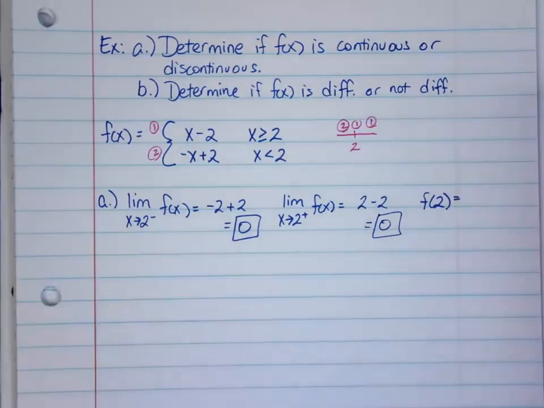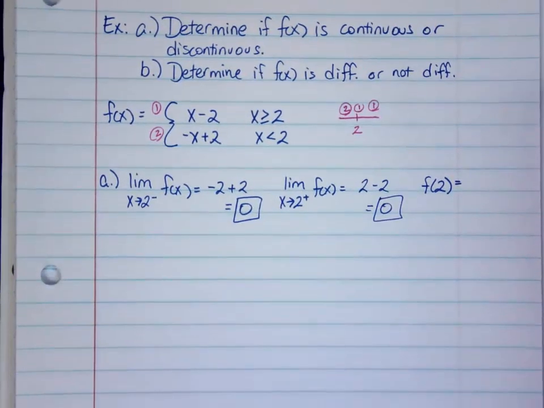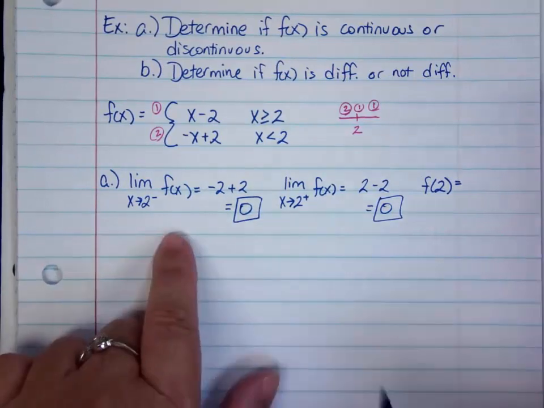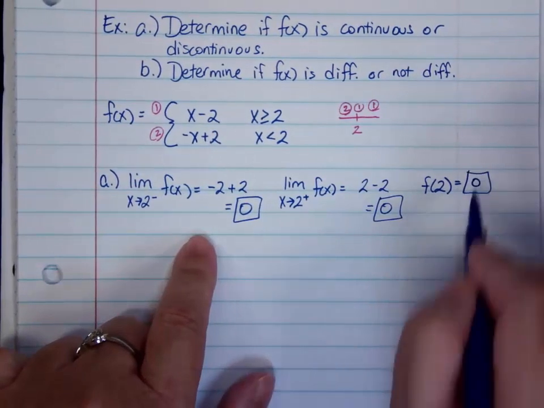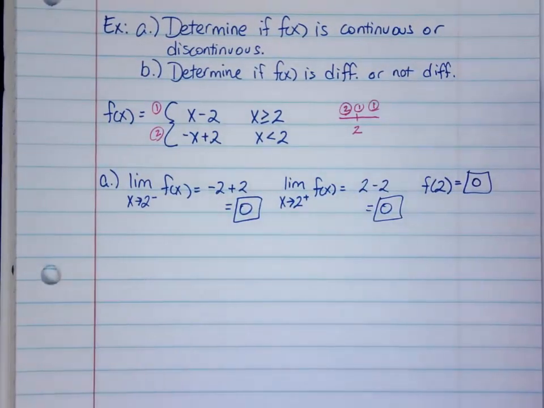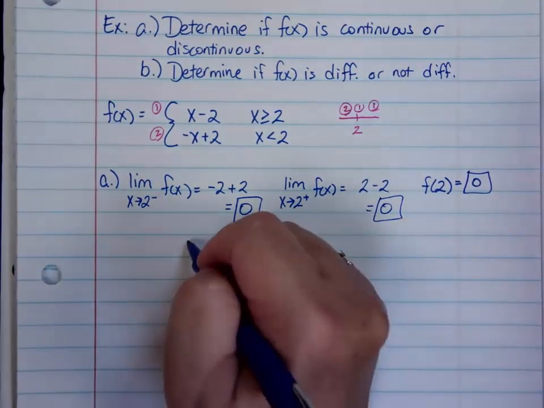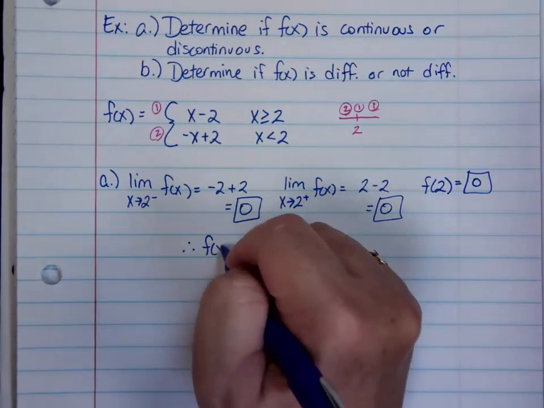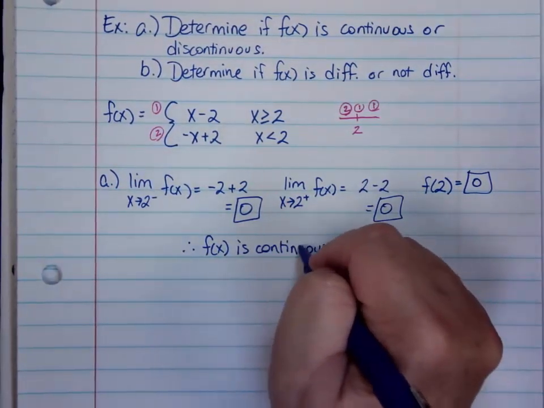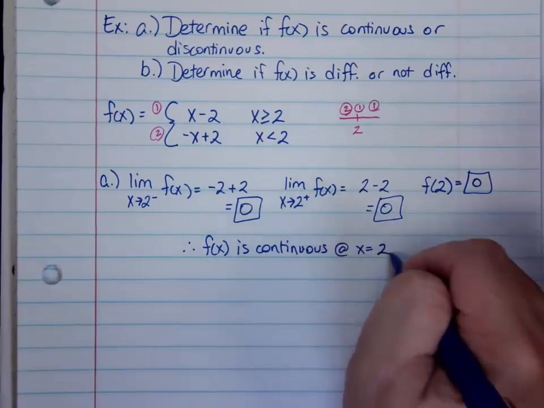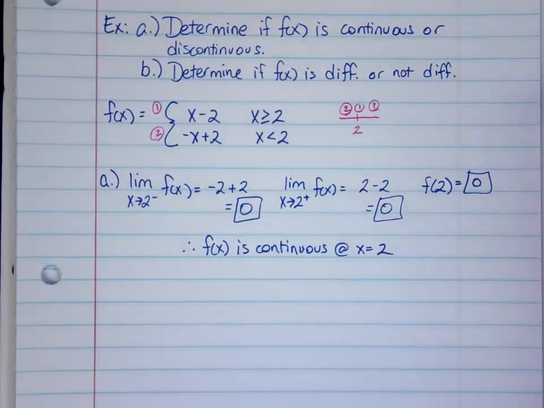So we're looking good as far as continuity goes. So f of 2 is the first equation. I've already done the math, so all I got to do is write the answer down. So is this function continuous at 2? Yes. So we just write our therefore, f of x is continuous at x equals 2. And we don't have to explain why. The work itself in this instance does. Okay?